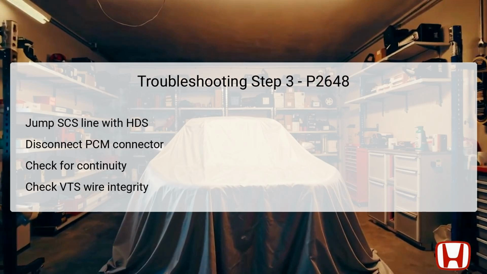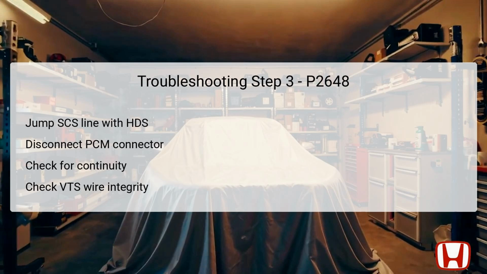The third troubleshooting step involves checking for a shorted wire in the variable timing solenoid VTS line, which is crucial for the performance of the rocker arm oil control solenoid. Start this process by jumping the SCS line using the HDS to avoid accidental activation during diagnostics. Next, disconnect the PCM Powertrain Control Module Connector B with 51 pins.